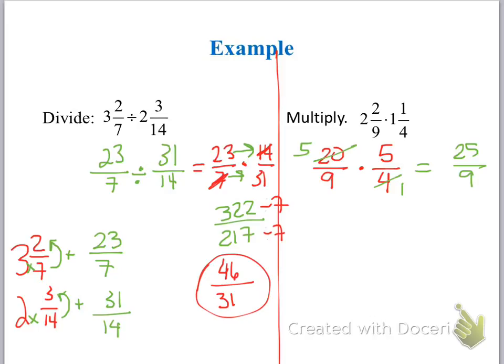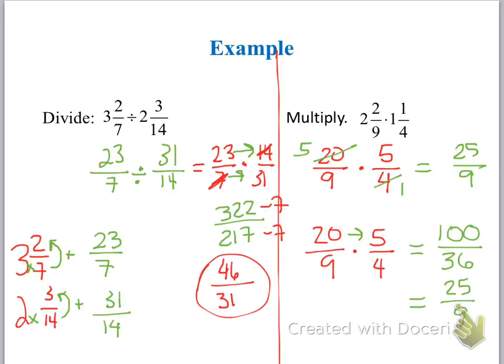I can do that problem the same and get the exact same answer if I use the old method. Straight across, 20 times 5 gives me 100, and 9 times 4 gives me 36. Now I need to simplify. Top and bottom can both be divided by 4, which will give us 25 ninths. Exact same answer. One's a little bit faster.